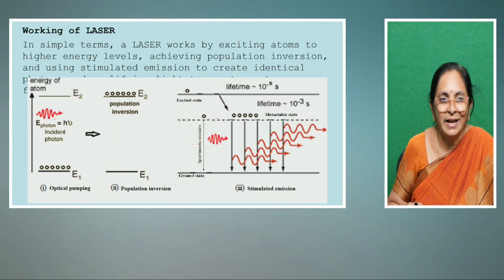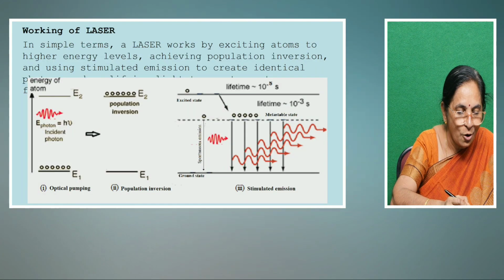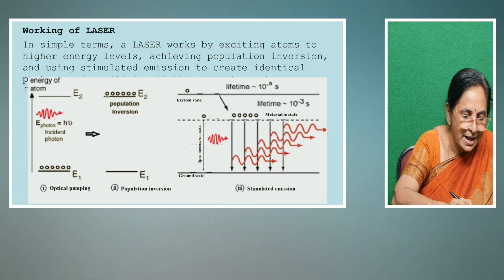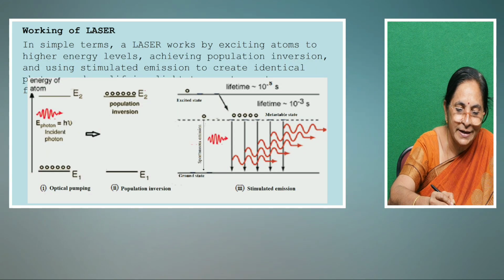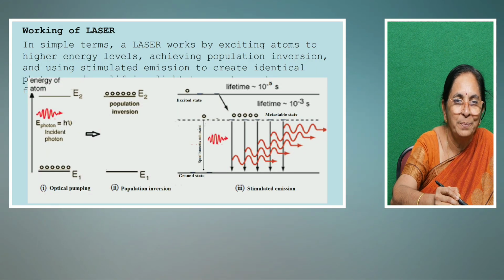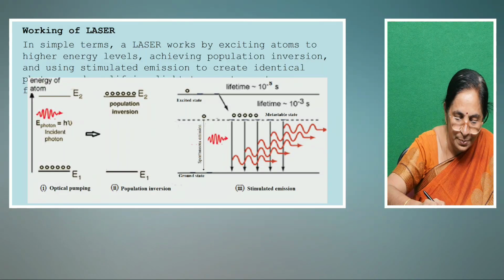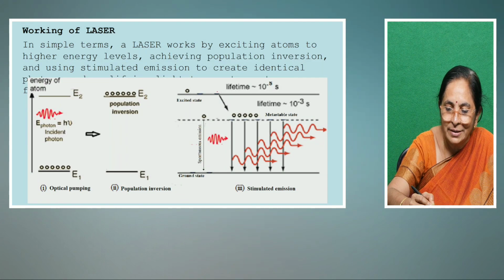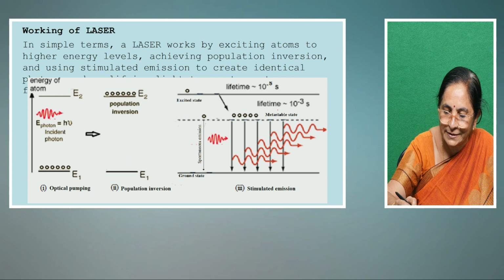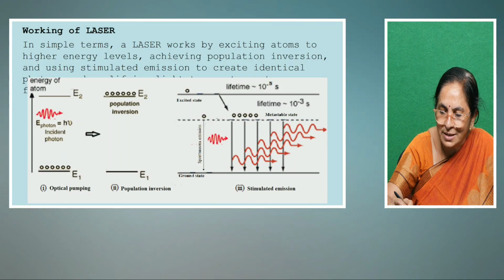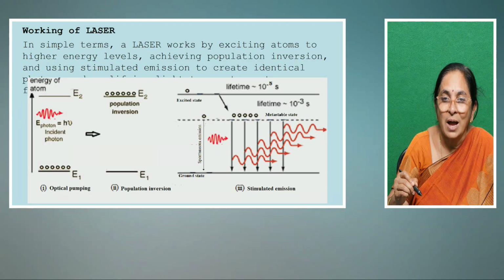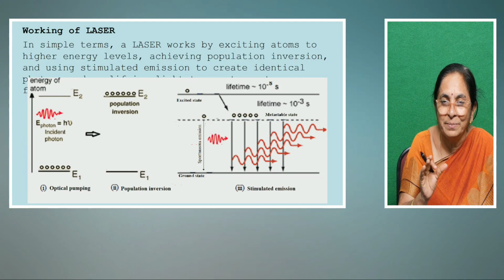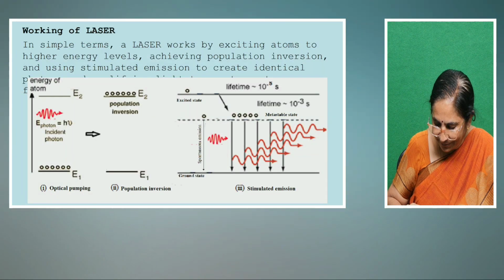A simple picture helps us understand. First, you need optical pumping, transferring the atoms from the ground level to the higher energy level. Once optical pumping is over, it leads to population inversion. From population inversion, due to spontaneous emission, the atoms are transferred to the metastable state. When the atoms transfer from the metastable state to the ground state, they emit photons. This is what we call stimulated emission. These emitted photons undergo amplification between the mirrors of the optical resonator, which gives out the laser beam.